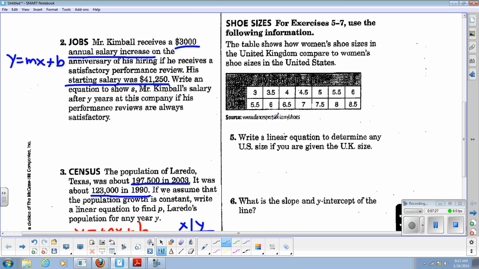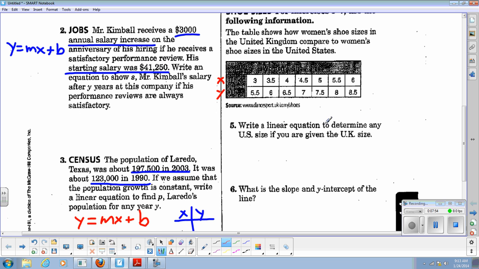Let's look at number 5, shoe sizes. Sorry that this came out so dark from the copy place, but this top one up here is UK, the bottom one is US. The table shows how women's shoe sizes in the United Kingdom compare to women's shoe sizes in the United States. So we were given a table. When you have a table written sideways, X is on top, Y is on the bottom. We're told to write a linear equation to determine any US size if you are given the UK size.